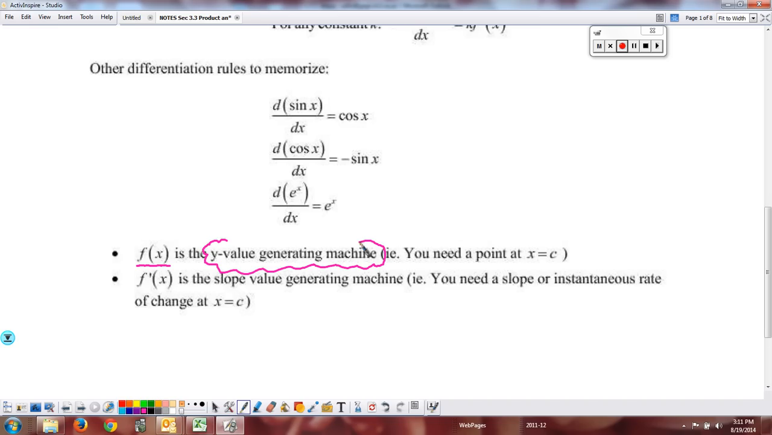You do want to remember that the function f of x is your y-value generating machine. Anytime you need a point, if I have an x value of c, I plug the c value into the function to get its y value. So this is your point generator.